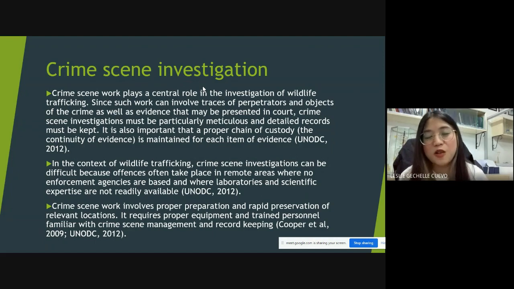Crime scene work involves proper preparation and rapid preservation of relevant locations. It requires proper equipment and trained personnel familiar with crime scene management and record keeping.